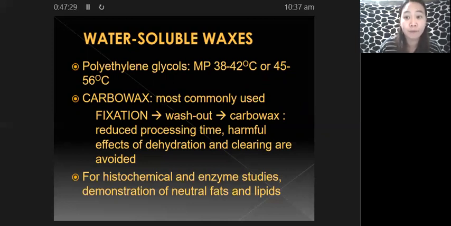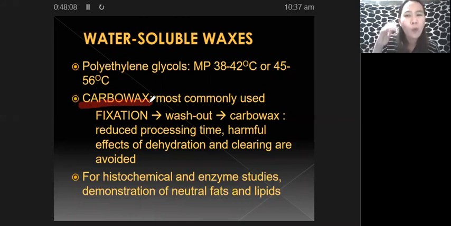Water-soluble waxes are oftentimes polyethylene glycols with a melting point range of 38 to 42 degrees Celsius or 46 to 56 degrees Celsius. So I repeat, these are polyethylene glycols with melting point ranges of about 38 to 42 degrees Celsius or 45 to 56 degrees Celsius. The most commonly used water-soluble wax in the laboratory is your Carbowax.